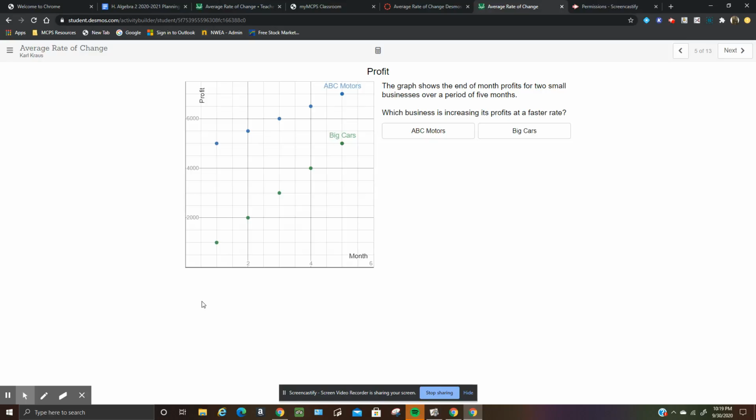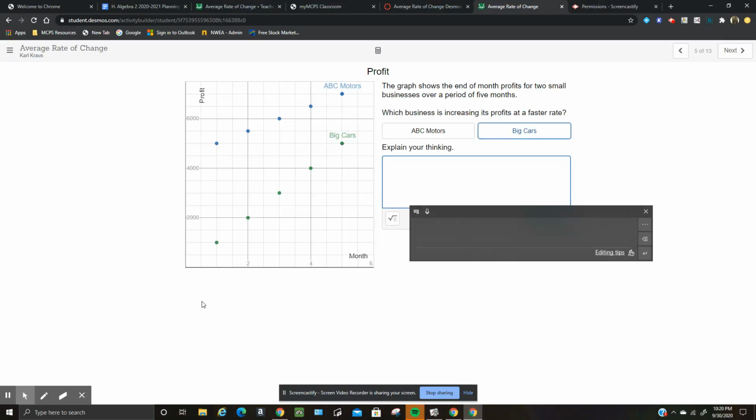So this slope would be 1 here: down 2 and over 2. That slope is 1. This slope is down 1 over 2. This slope is 1/2. But the slope of ABC Motors is 1/2, and the slope of Big Cars is 2.